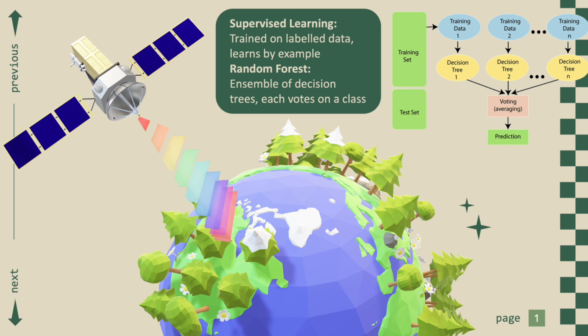learning changes everything. Supervised learning uses labeled examples. We tell the algorithm, this pixel is urban, this is vegetation, and it learns from those labels to classify new data. The random forest algorithm is a classic example. It builds many decision trees and lets them vote.